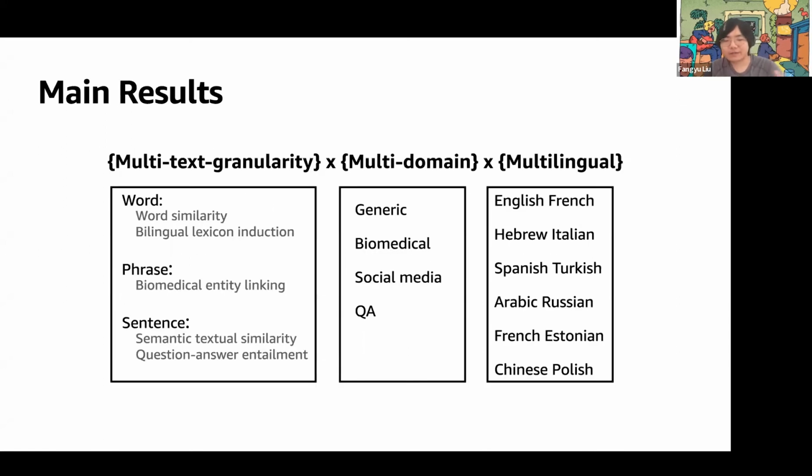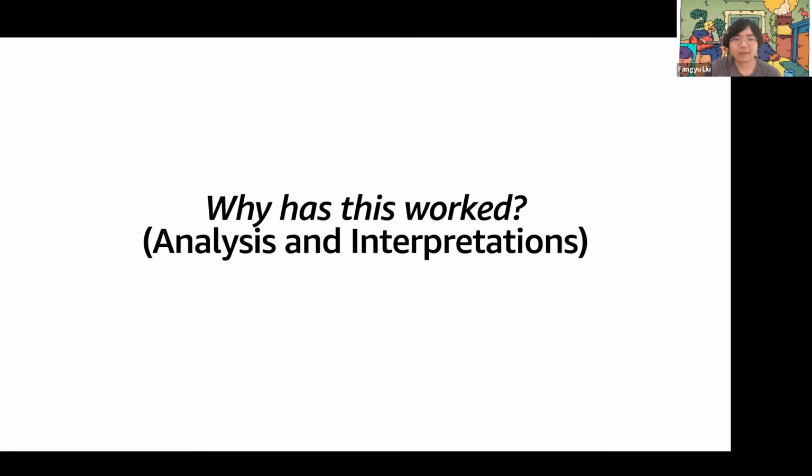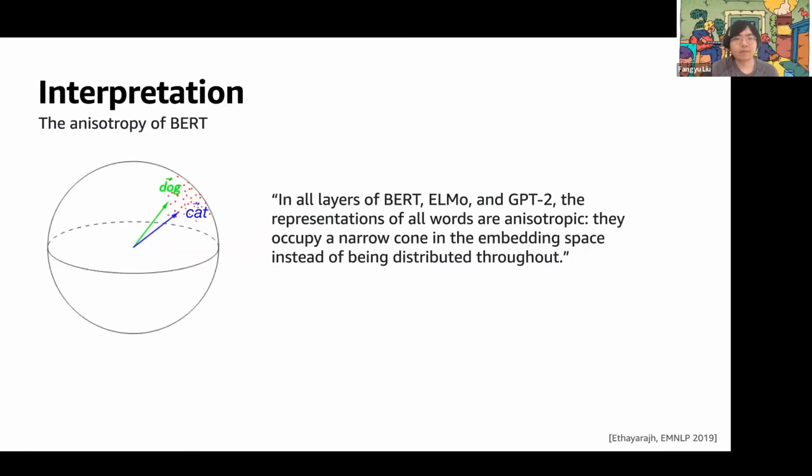I just wanted to very briefly show here that to cover the whole results we have, because I think it's actually the interpretation of the work that's more interesting, which is what I will talk about in the next probably 5 minutes. So why has this worked? That's really the present question we wanted to answer, and we have some analysis and interpretations of our own.